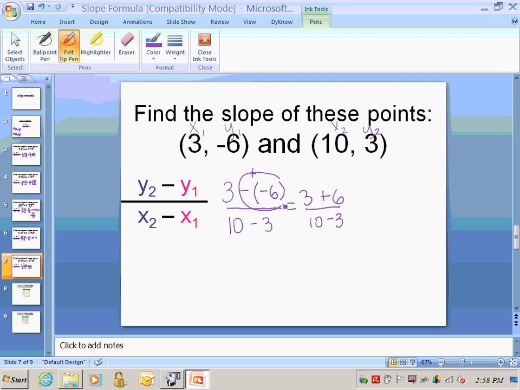Okay, these two negatives make a positive. You don't just drop one of these negatives. You have a negative here and a negative here. And when they're multiplied, they make a positive. So 3 plus 6 is 9. 10 minus 3 is 7. So my slope here is positive, and it's positive 9 over 7.